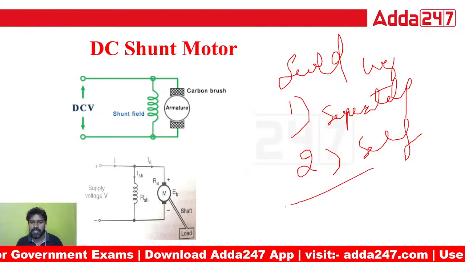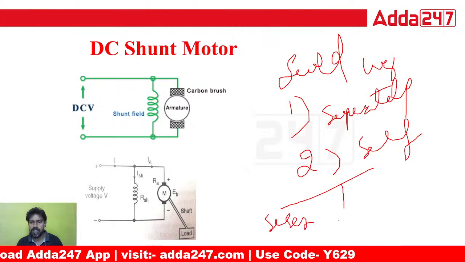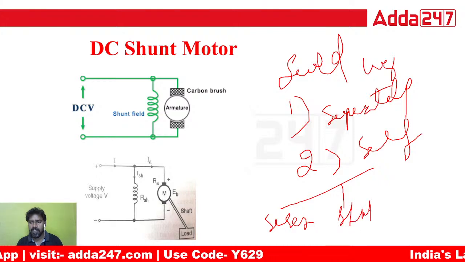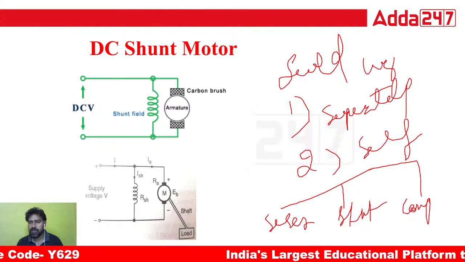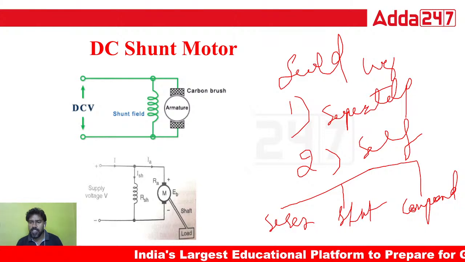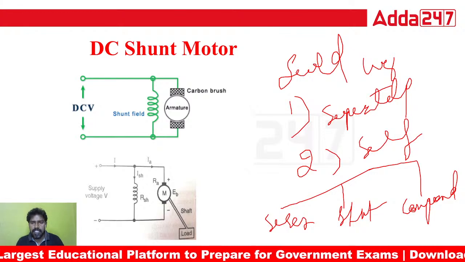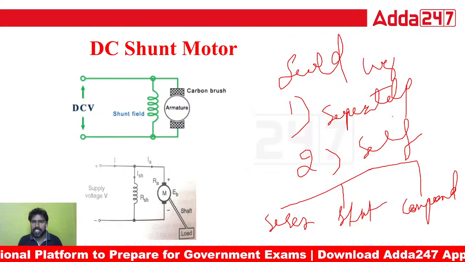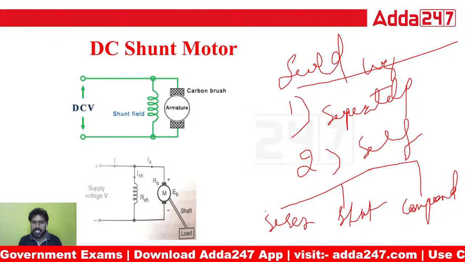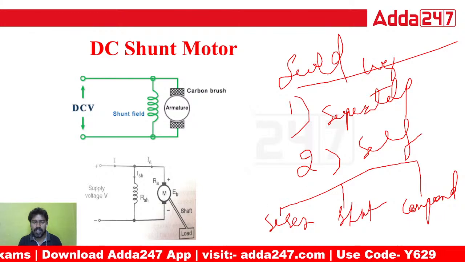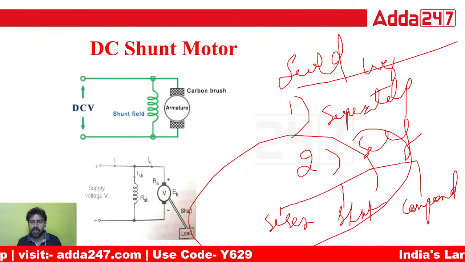Again, self excited is classified into three types: series motor and shunt motor, and another one is compound motor. So these are the different types of motors, and we are going to draw the characteristics for these motors. Based on the field winding connection, these are the classifications: separately excited and self excited. The self excited is divided into three types: series, shunt and compound. Today we are going to discuss the characteristics of series and shunt motors.